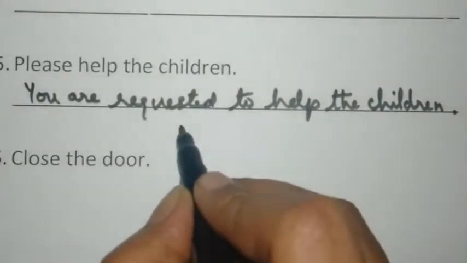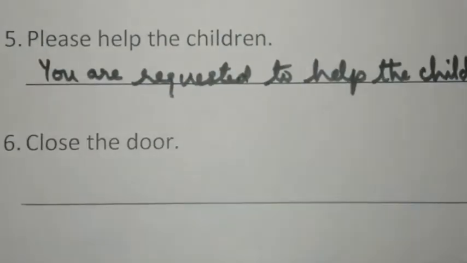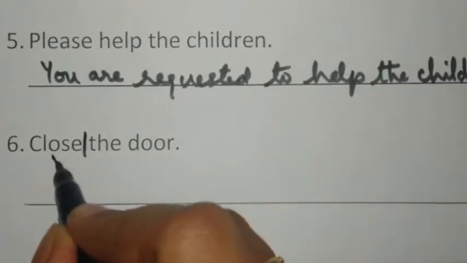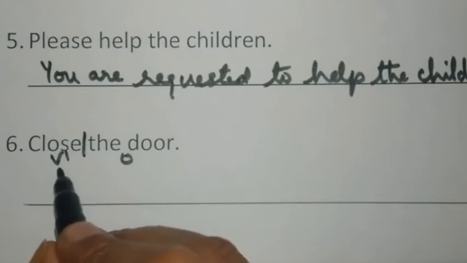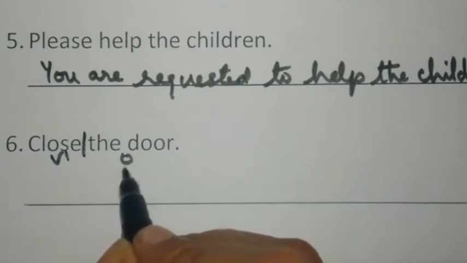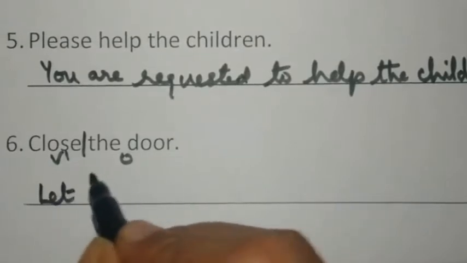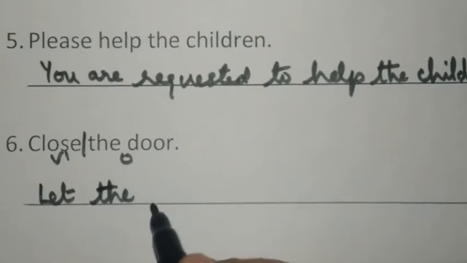You are requested to help the children is the passive voice. Sixth one, students, close the door. Close is what? V1. The door is the object. So when we have verb and object, we can start the sentence with let. So we'll write the starting with let. Let. Then you have to write the object. Object is what? The door.